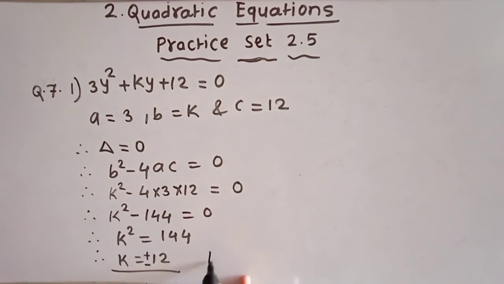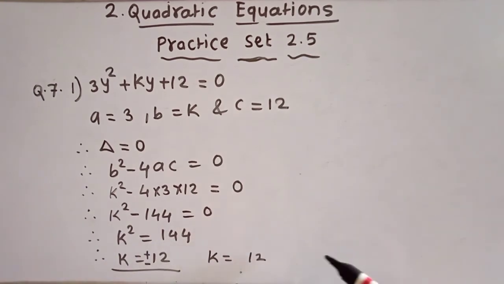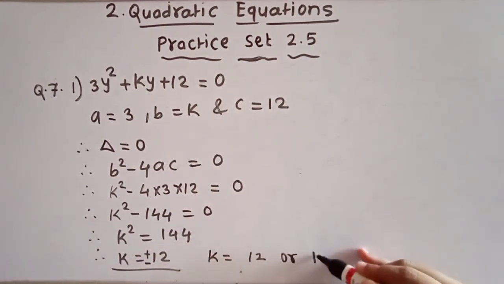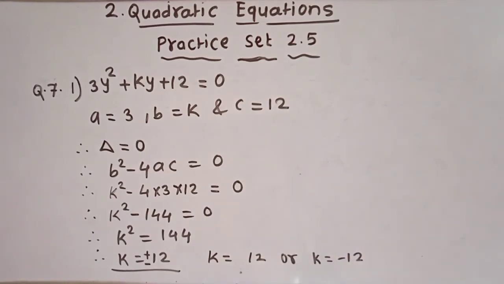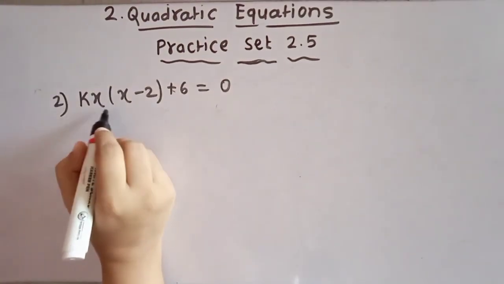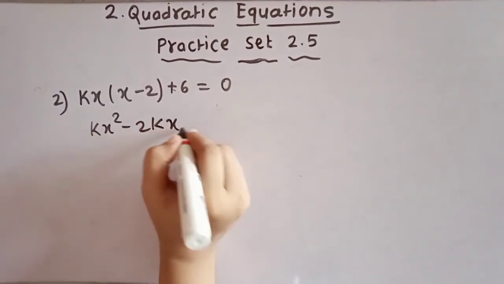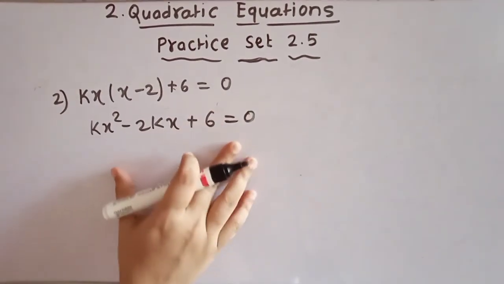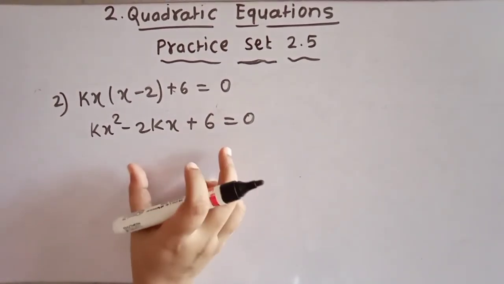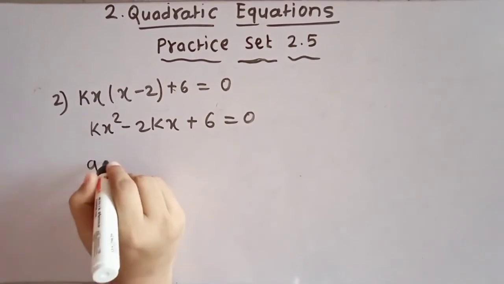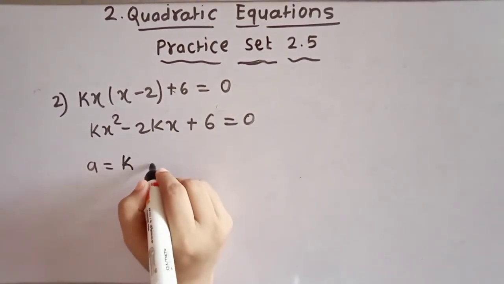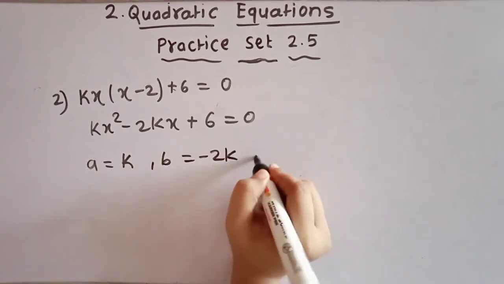You have to write like this, k is equal to plus 12, or you can write 12, or k is equal to minus 12. Is this thing clear to you? Likewise you have to solve the second question. Now in this question you have to first open the bracket. So you will get kx square minus 2kx plus 6 is equal to 0. Now the remaining procedure is same. You have to compare this equation with general form of equation so that you will get a is equal to k, b is equal to minus 2k and c is equal to 6.